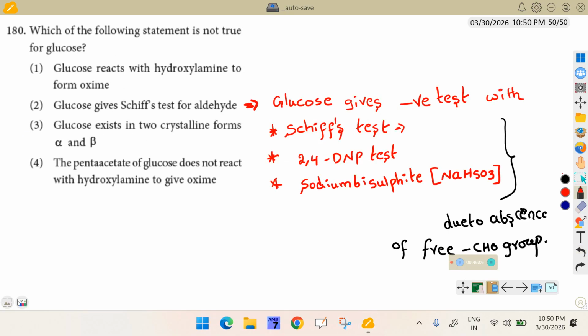Which of the following statements is not true for glucose? Not true means a false or incorrect statement. Glucose reacts with hydroxylamine to form oxime. Correct. Glucose gives Schiff's test for aldehyde. No, it does not give Schiff's test for aldehyde because a free CHO group is absent in glucose.